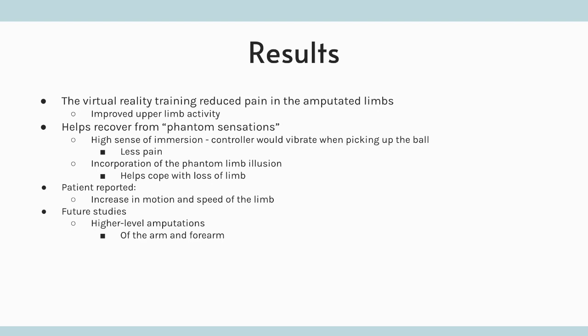There was also the incorporation of the phantom limb illusion, which helped cope with the loss of the limb by making it look like the limb was still there. The patient reported an increase in motion and speed of the limb in daily activities such as cooking and washing clothes. Lastly, they mentioned that future studies should look at higher level amputations, particularly of the arm and the forearm.